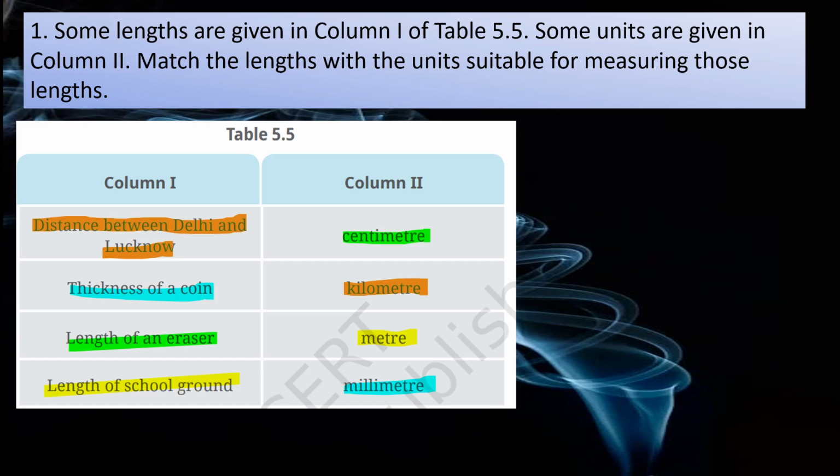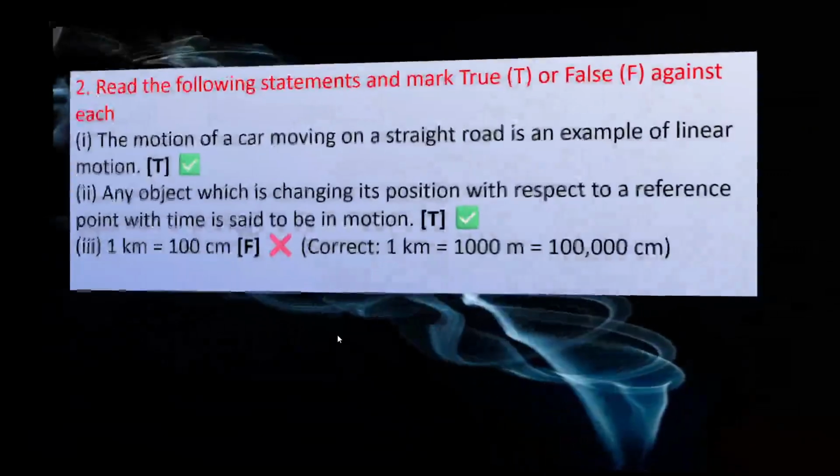First question is, some lengths are given in column first of the table 5.5. Some units are given in column 2. Match the length with the units suitable for measuring those lengths. Column 1, column 2. Distance between Delhi and Lucknow, kilometer. Thickness of a coin, millimeter. Length of an eraser, centimeter. Length of the school ground, meter.